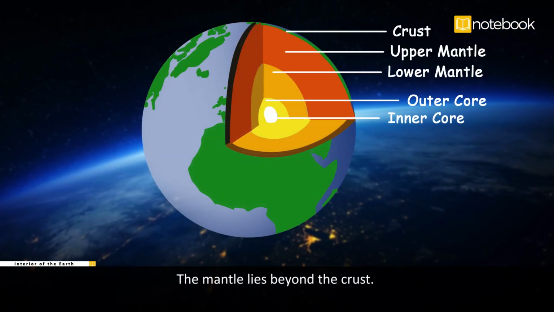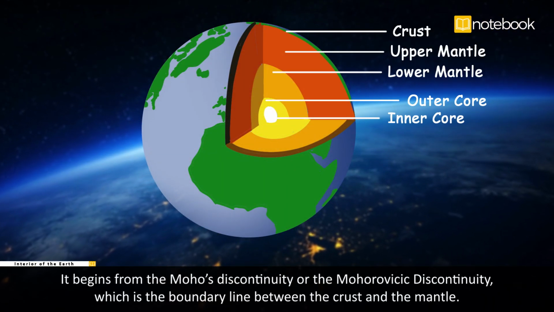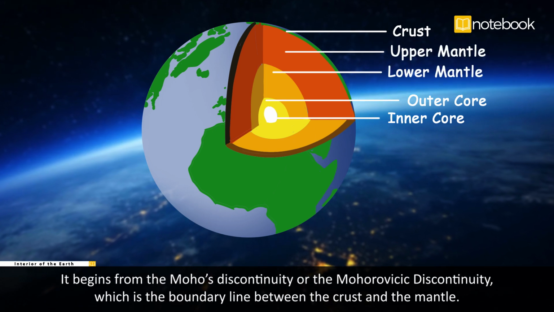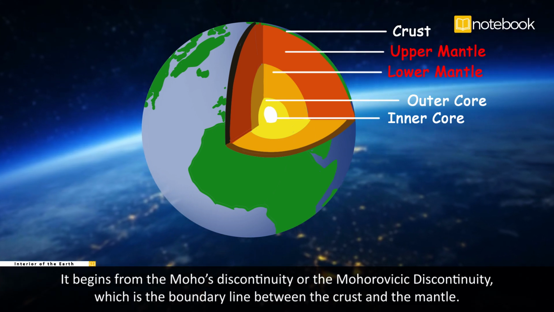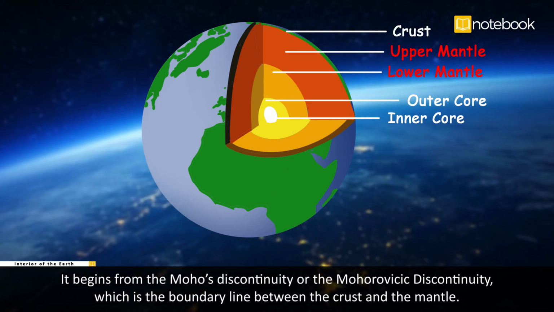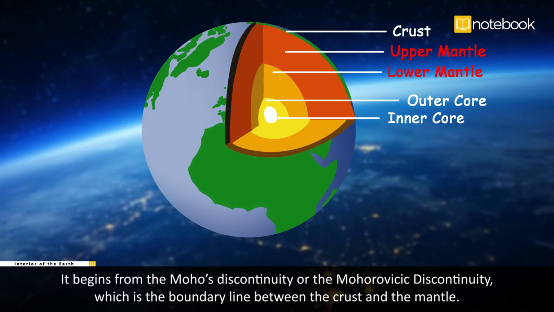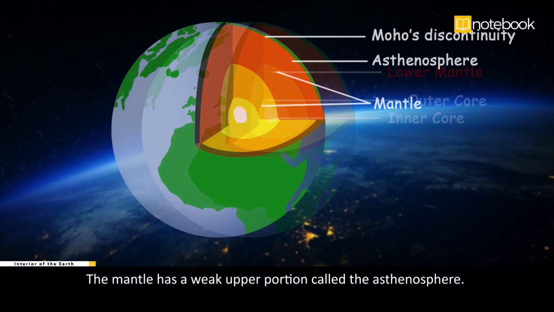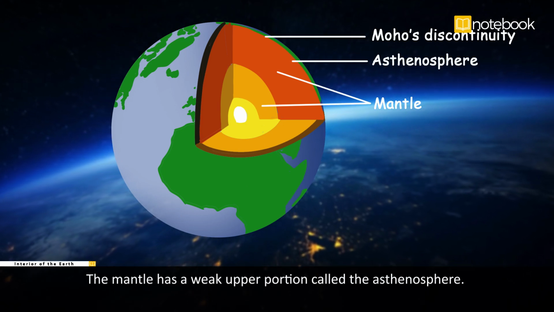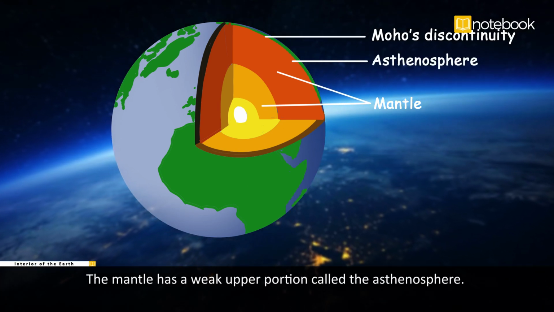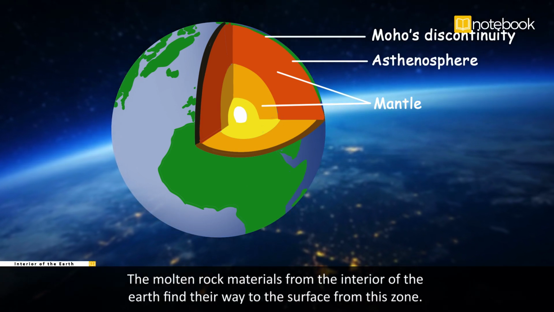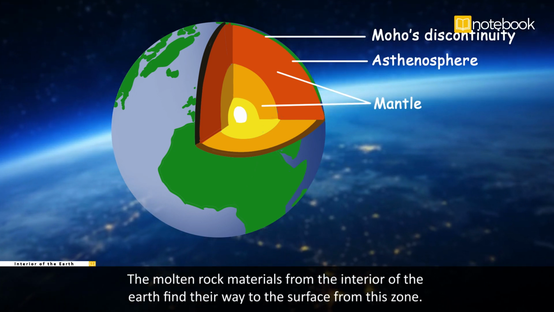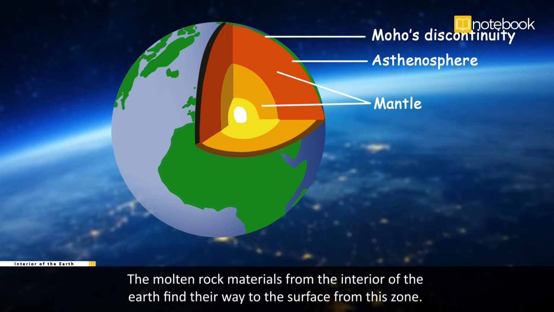The mantle lies beyond the crust. It begins from the Moho's discontinuity or the Mohorovicic discontinuity, which is the boundary line between the crust and the mantle. The mantle has a weak upper portion called the asthenosphere. The molten rock materials from the interior of the Earth find their way to the surface from this zone.